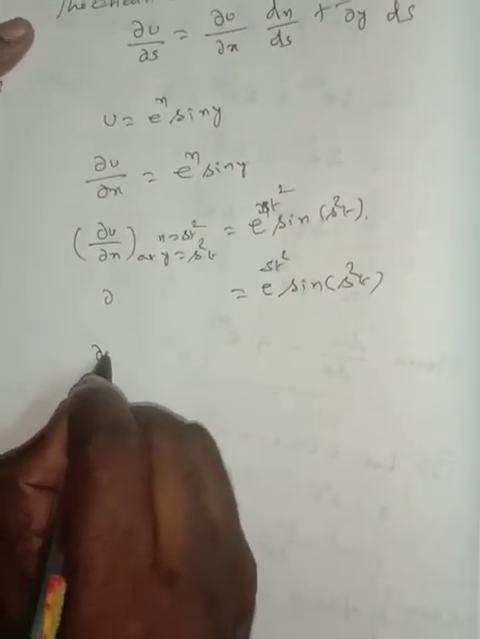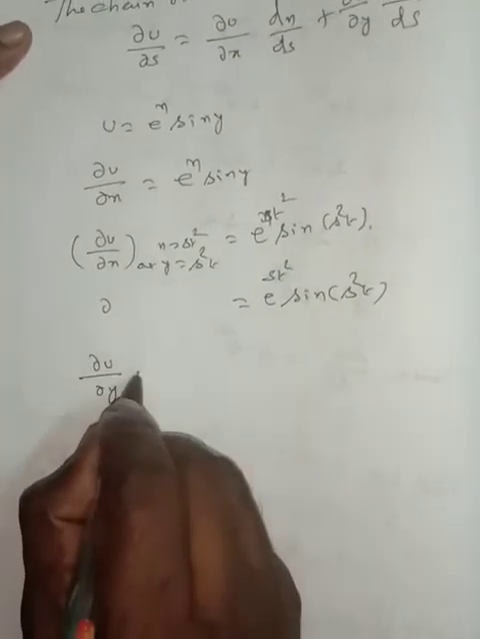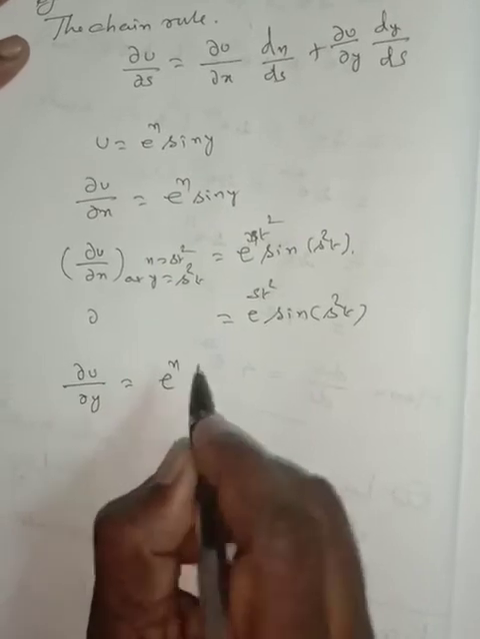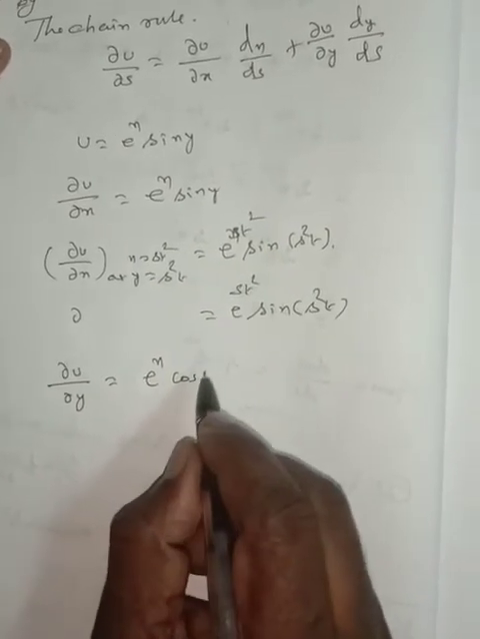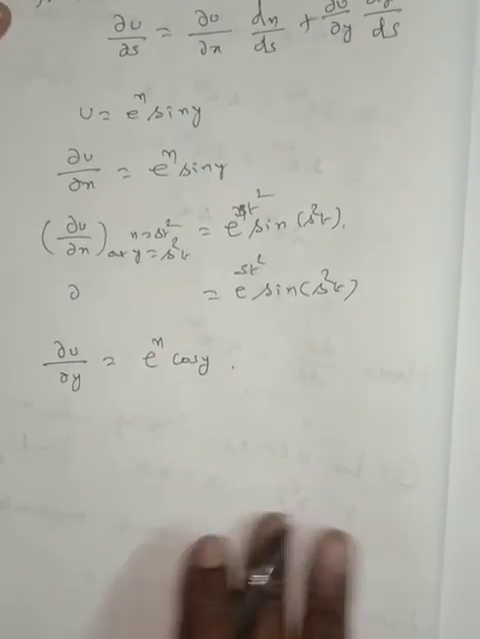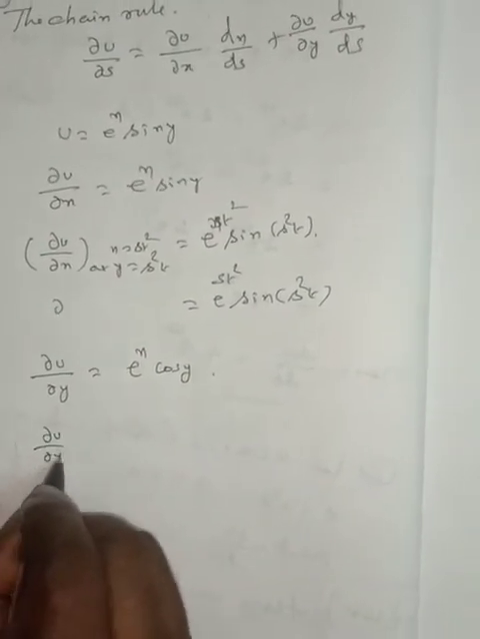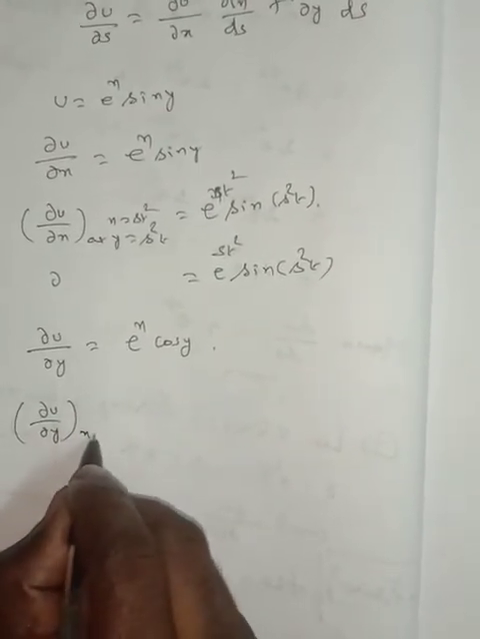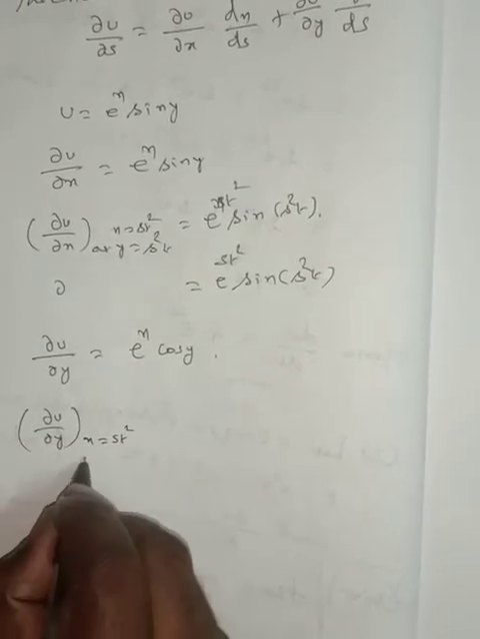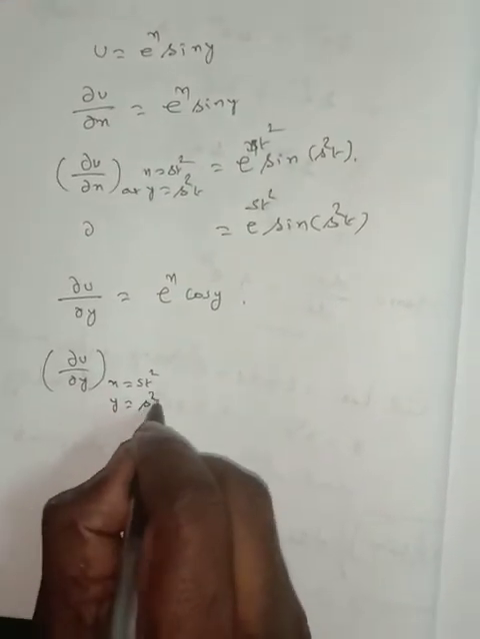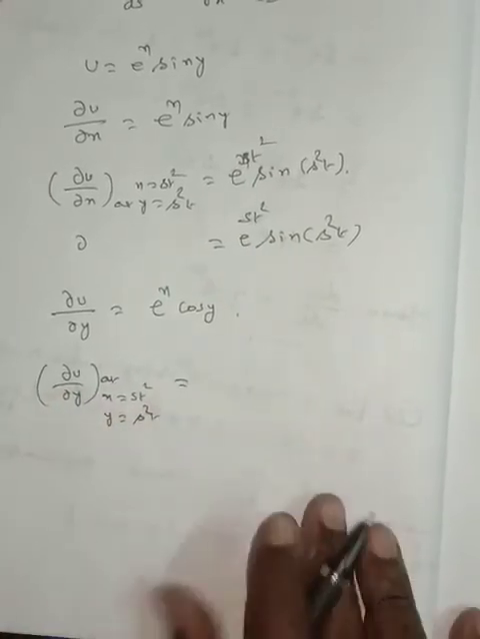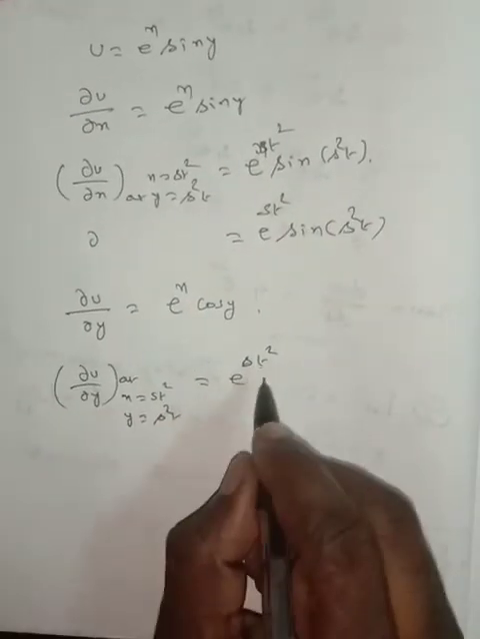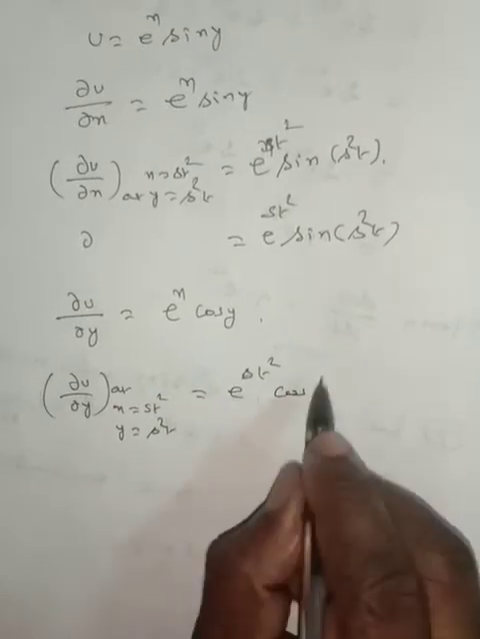Next dou u by dou y. So e to the power of x is constant, sin y differentiated with respect to y is cos y. Dou u by dou y at x is equal to s t square, y is equal to s square t is equal to e to the power of s t square cos of s square t.